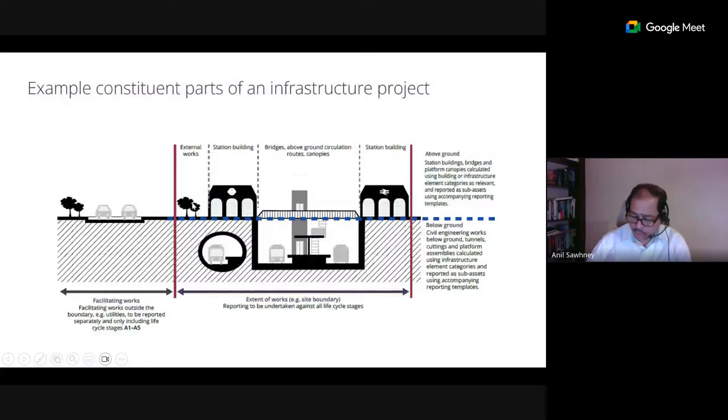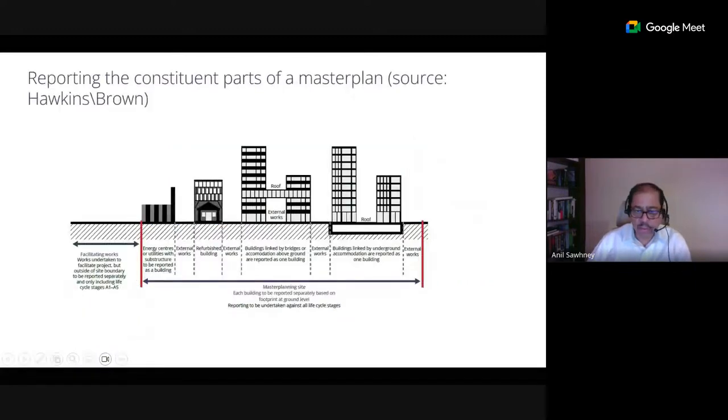So you're going to report these buildings separately. These could be considered as sub-projects. These are all calculated separately based on the footprint at the ground level. So you're going to divide up these buildings into sub-projects and account for them that way. It shows here the boundaries. These are your external works, which can be reported separately.